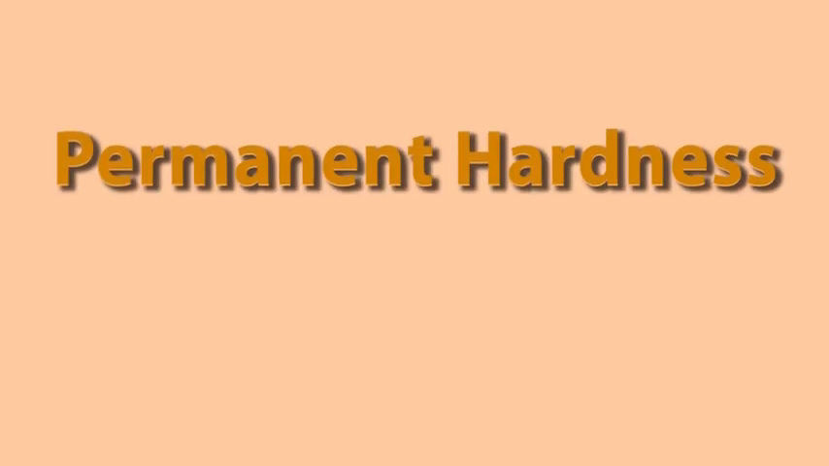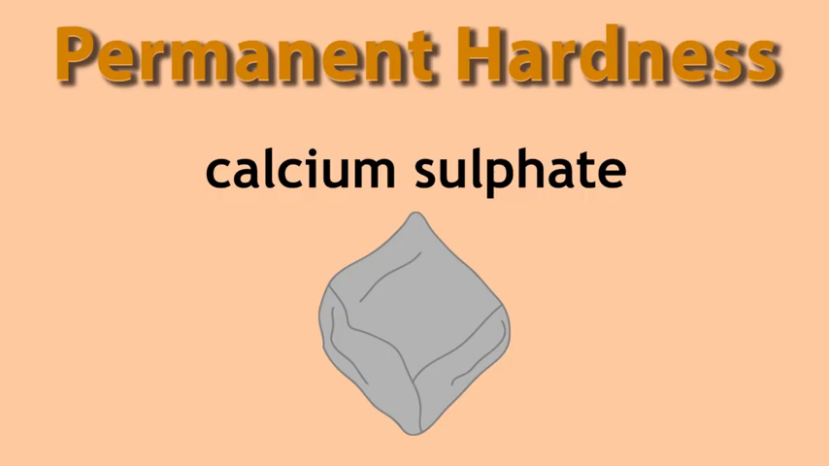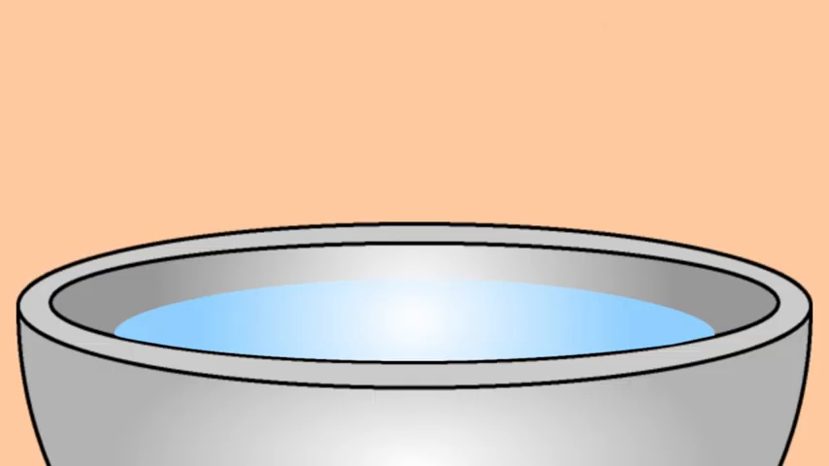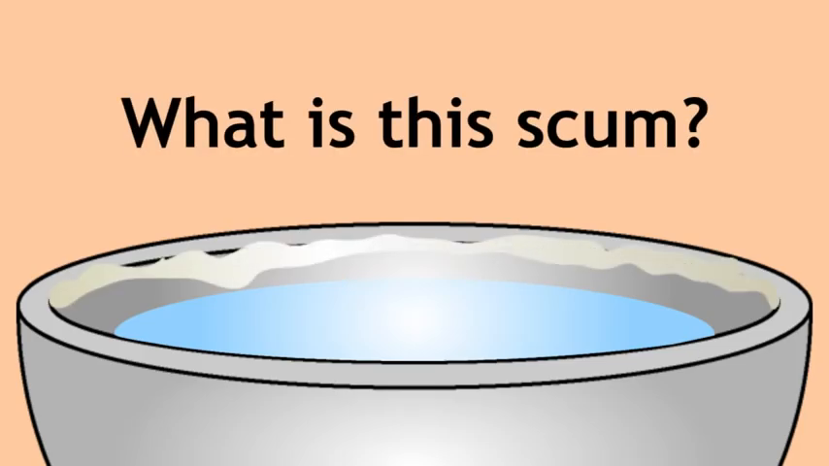Another form of hardness is called permanent hardness, which comes from rocks containing gypsum, which is calcium sulfate. In this case, you do not get limescale, but you still, of course, get a scum with soap. So what is this scum?